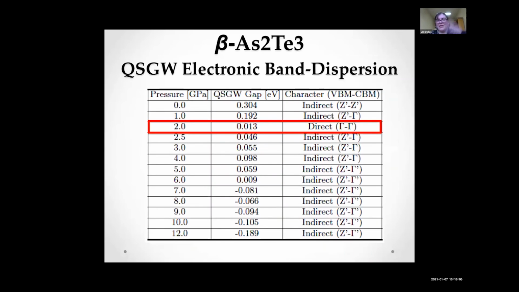Okay, this is just a table of what I said before, to show that we have all indirect band gaps. However, at 2 gigapascal, it's direct, as a Dirac cone.